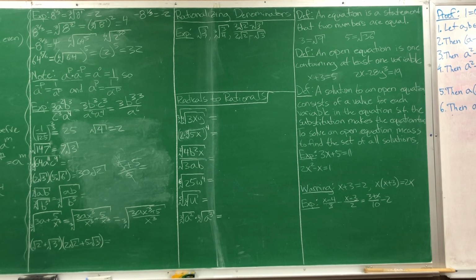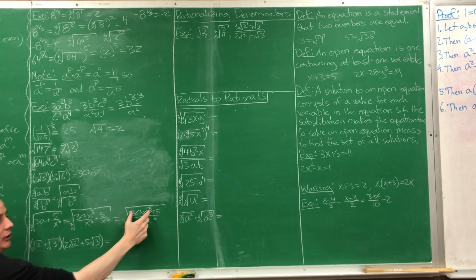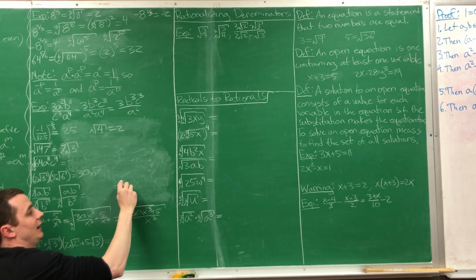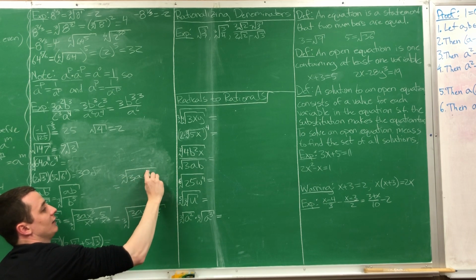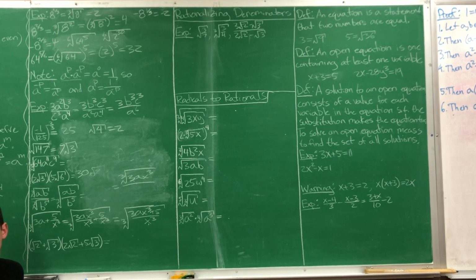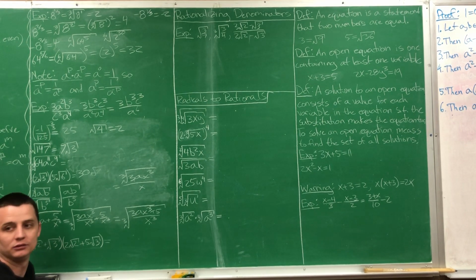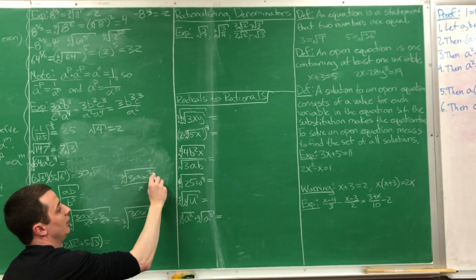No, we can't cancel out the cubes. But I can rewrite this as the cubed root of this over the cubed root of this. So I can rewrite this as the cubed root of 3ax cubed plus 5 over, what's the cubed root of x cubed? Just x.